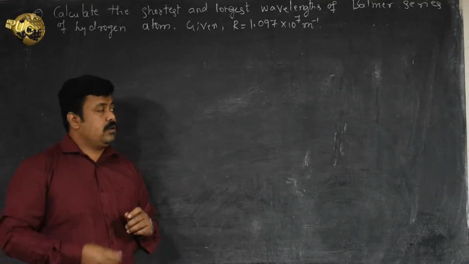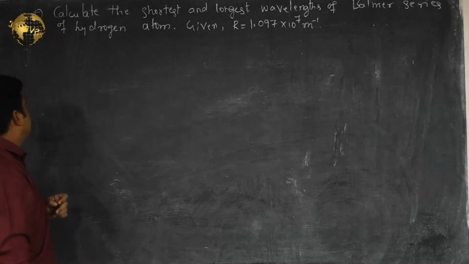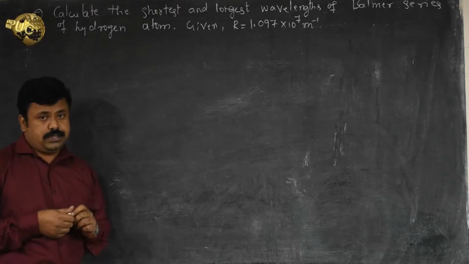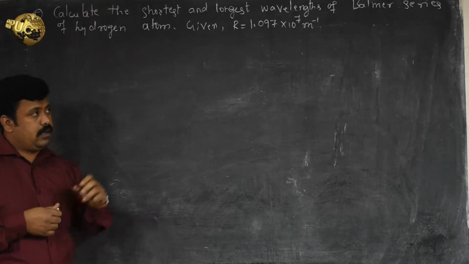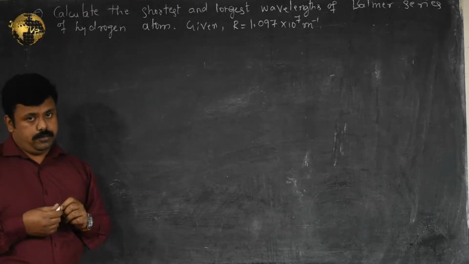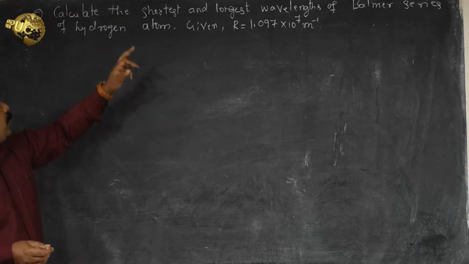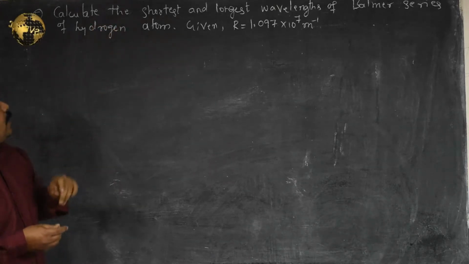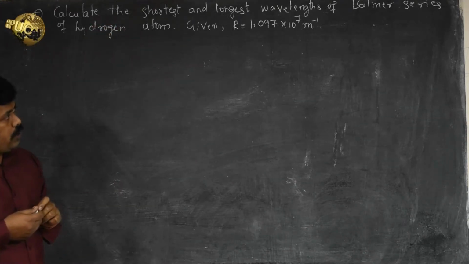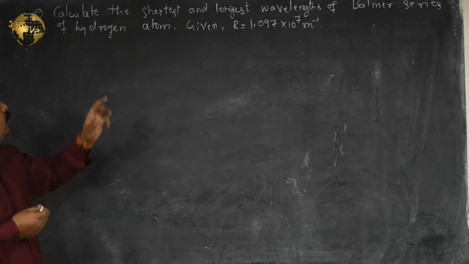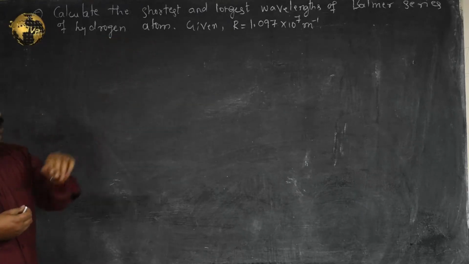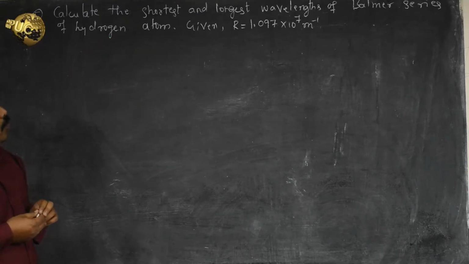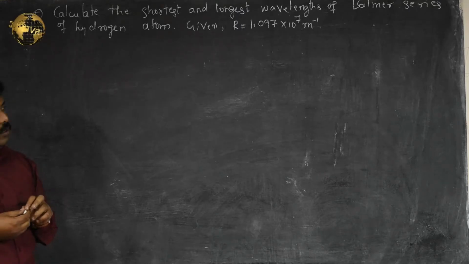Let's continue with question number 5. This is asked in March 2016 from units 9 and 10. This question is from atoms, a very simple one. Calculate the shortest and longest wavelengths of Balmer series of hydrogen atom.